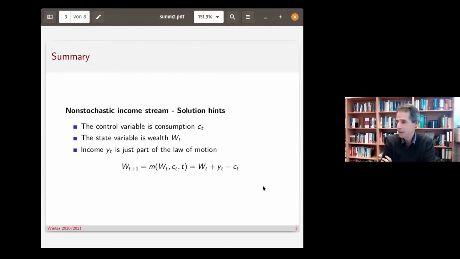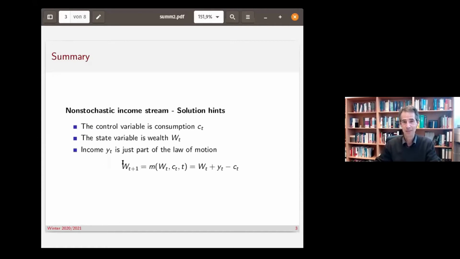Okay, a few solution hints. Most of you have already solved the first part of the exercise where you had to compute the value function. So in this case, let me just briefly reformulate the problem in the standard language that we have introduced in the course. We have a control variable, we have a state variable. The control variable in this case is, of course, consumption, because we can choose consumption in each period. We have a state variable, wealth, which is given in the initial period and which evolves just according to the law of motion. And we have the income path.